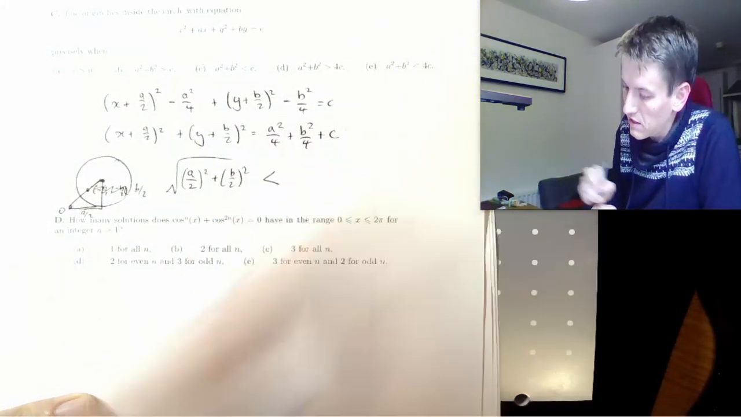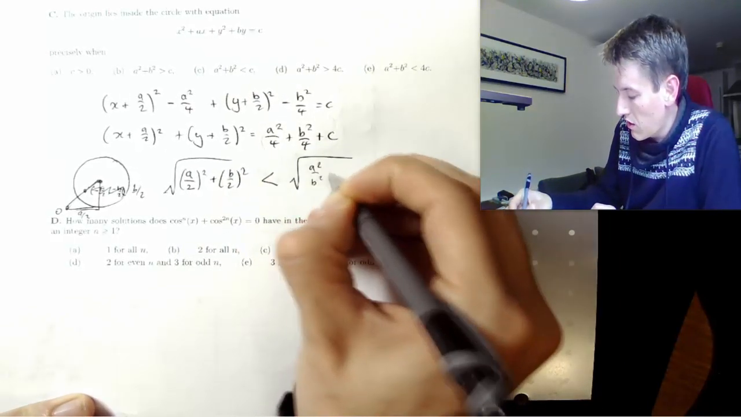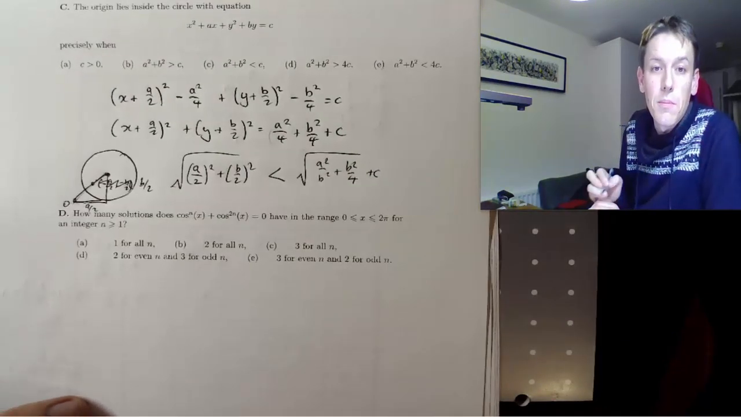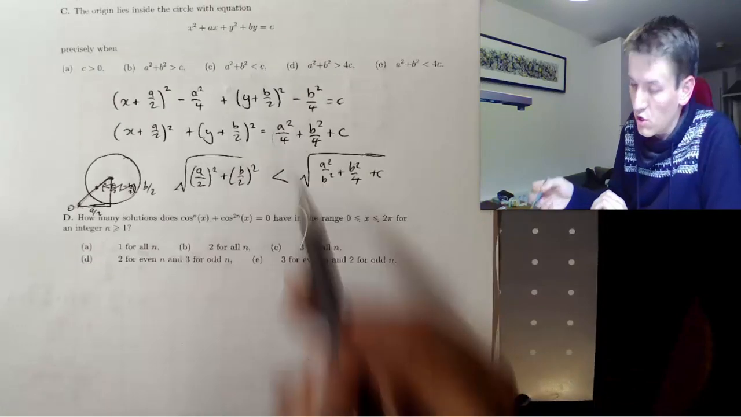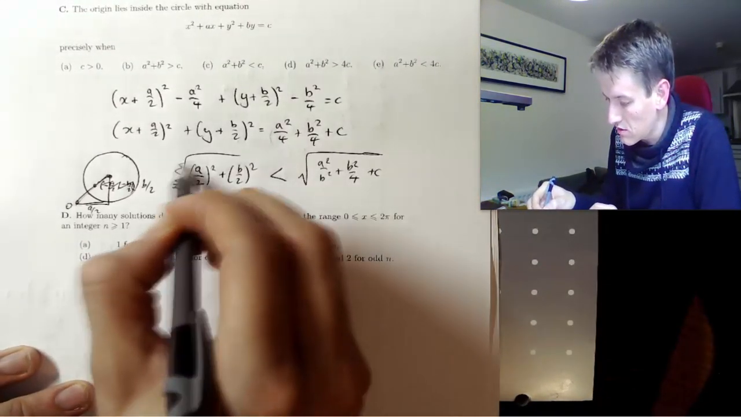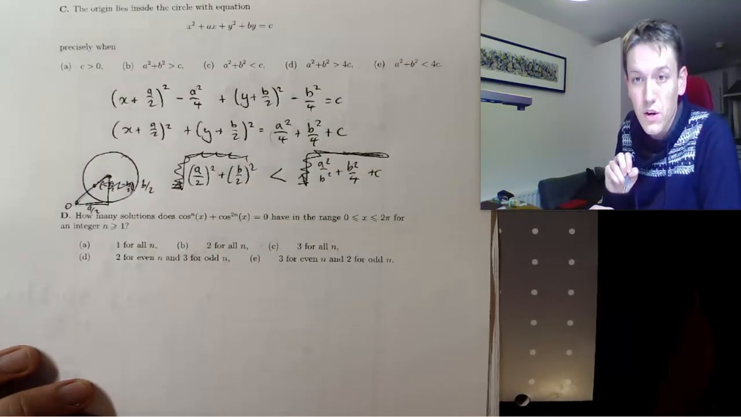That's got to be less than the radius, which is the square root of the right hand side of this equation. But these things are distances, so they're definitely positive, and I square both sides to get rid of the square root.